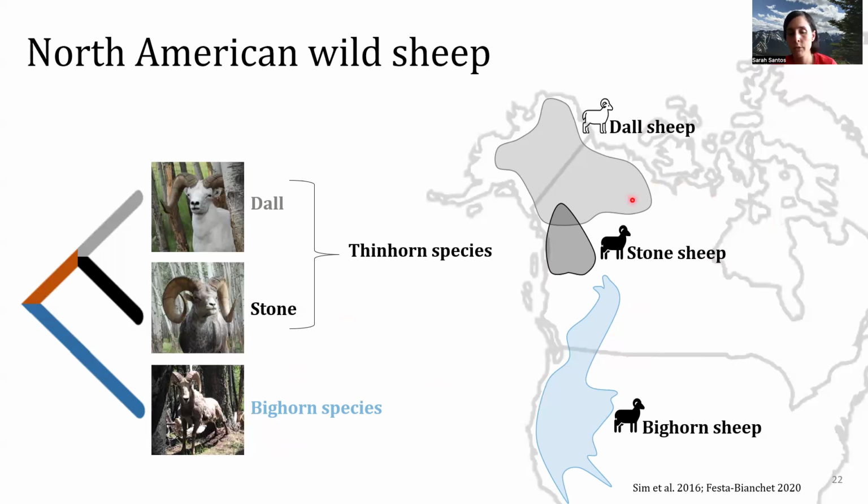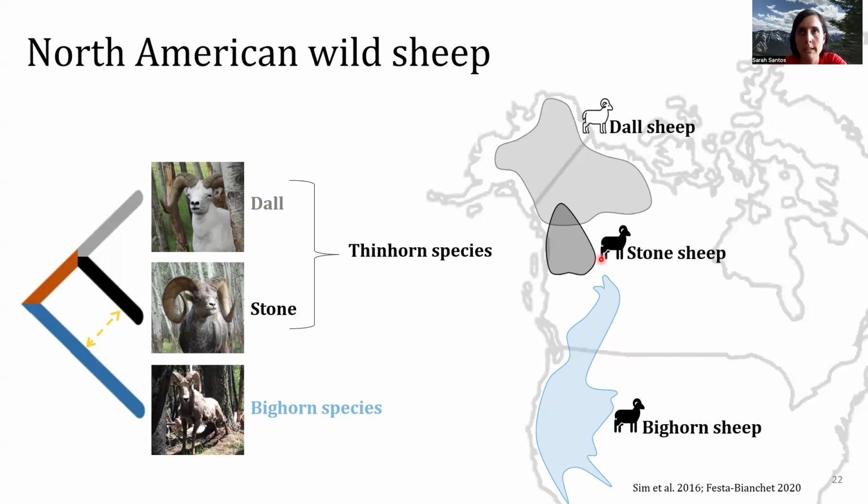They also do not have current overlapping distribution. So Dall is more to the north in Alaska, Northwest Territories, and the Yukon. Then Stone sheep is in British Columbia and overlaps with Dall along the Yukon border. And then bighorn sheep is across western US and some parts of the Rocky Mountains in Alberta and BC, but again, not overlapping with Stone currently.